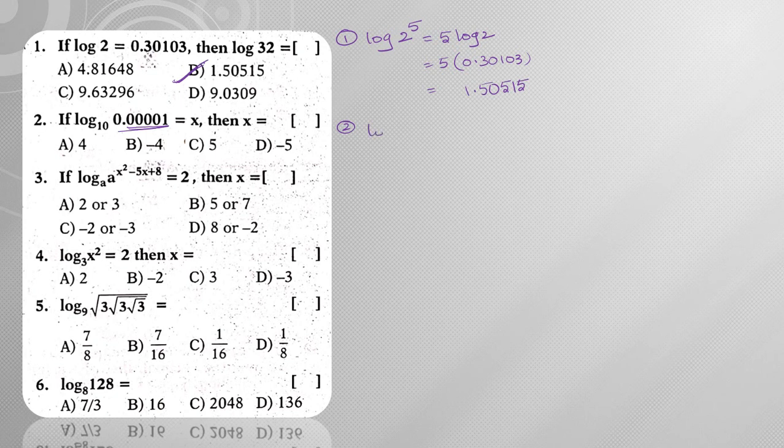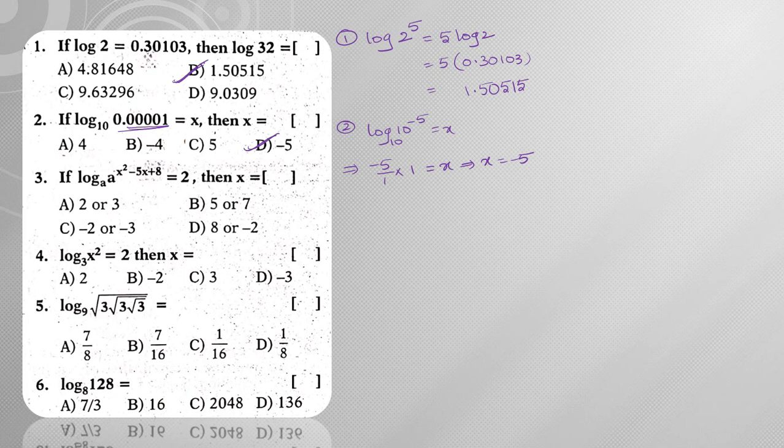So this I can write it as logarithm of 10 power minus 5 to the base 10. So using the power rule, we can write it as minus 5 into log 10 to the base 10. So log 10 to the base 10 is nothing but 1. So from this, x is equal to minus 5. Hence the answer is minus 5.